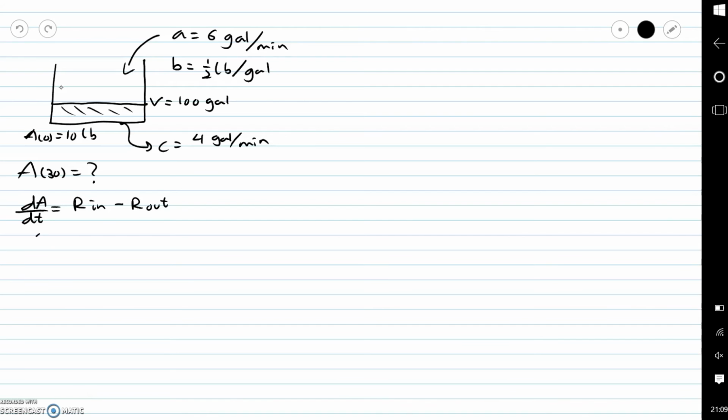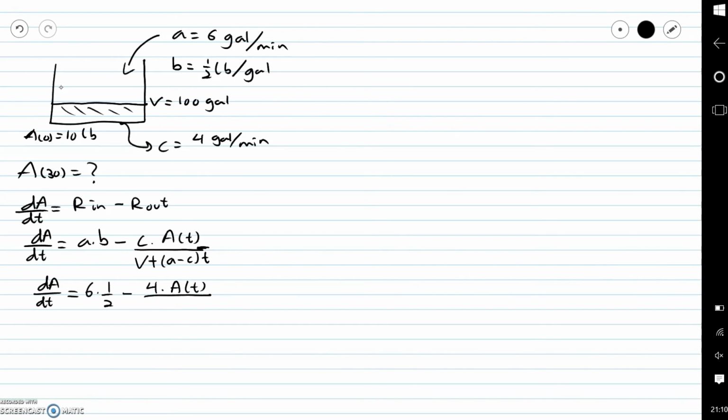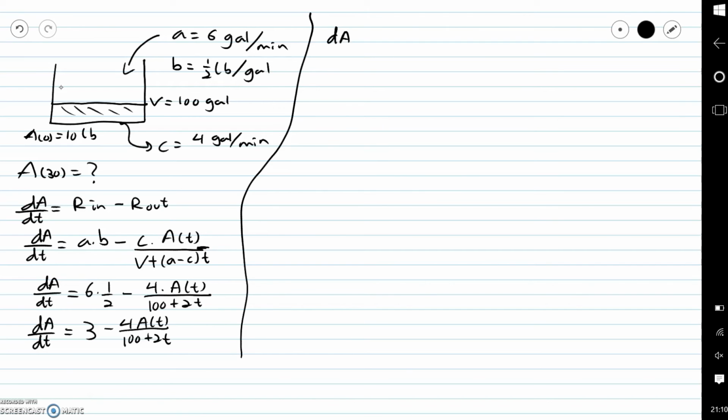First, we put in the formula, which is the differential of A with respect to t equals rate in times concentration in minus rate out times concentration out. So that is R in times C in minus C out times A over V0 plus (R in minus R out) t. So we put in the values that we get from the problem. Once we simplify the equation, we will rearrange it into a linear equation, and from then on we will solve it like a normal linear equation.